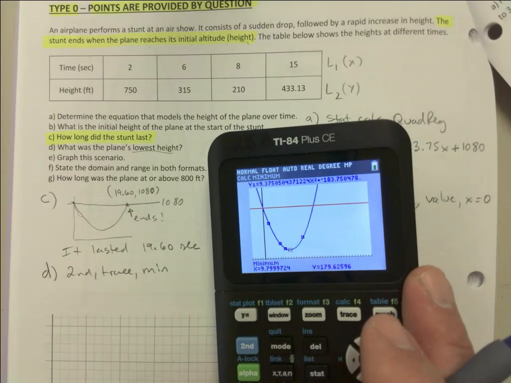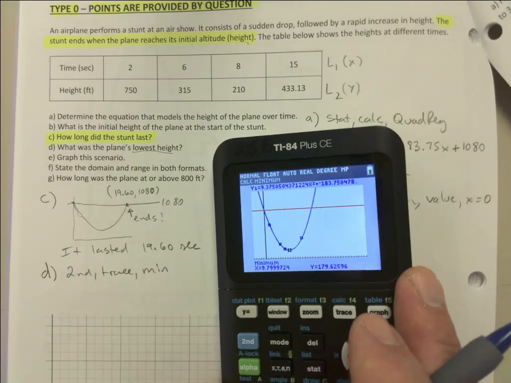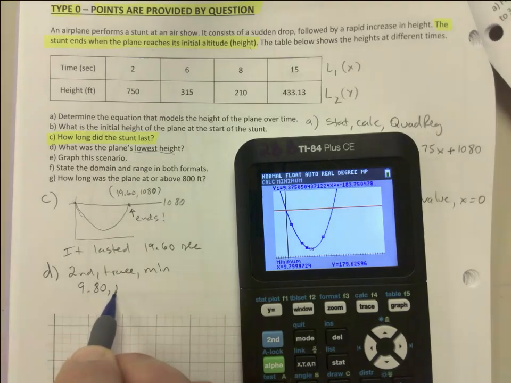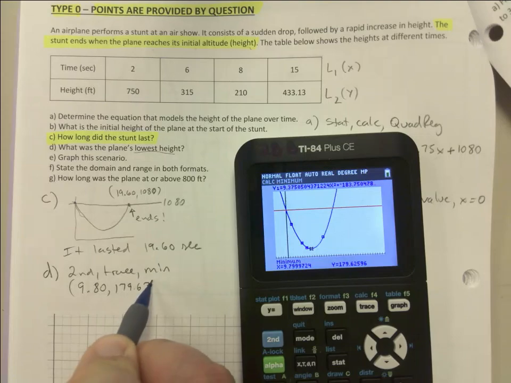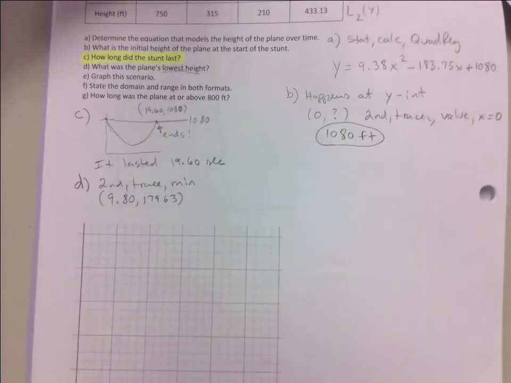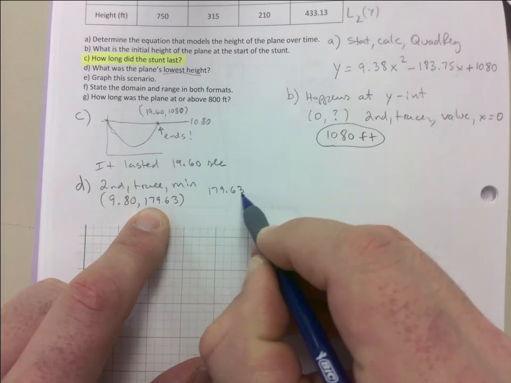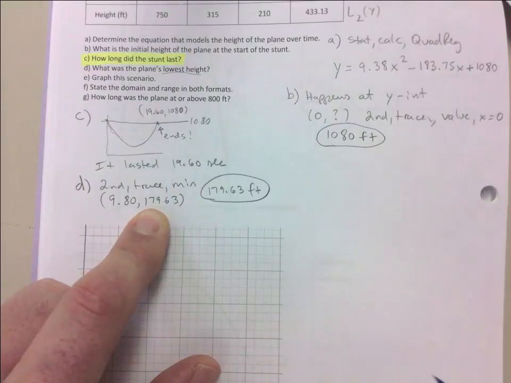I'm going to write everything down because you're going to need it for your graph anyways. Okay, so you might as well just copy the whole thing down. 9.80 and 179.63 is the coordinate of that vertex. So this is the height though, right? 179.63 feet is the lowest height this plane ever reaches.